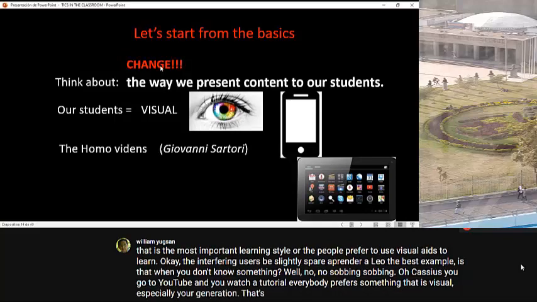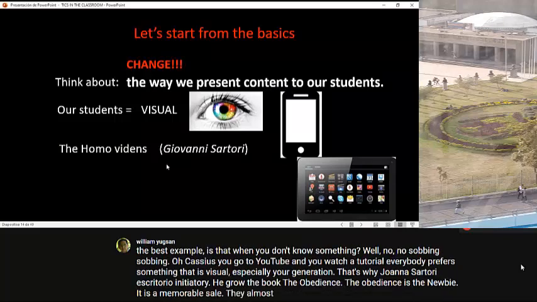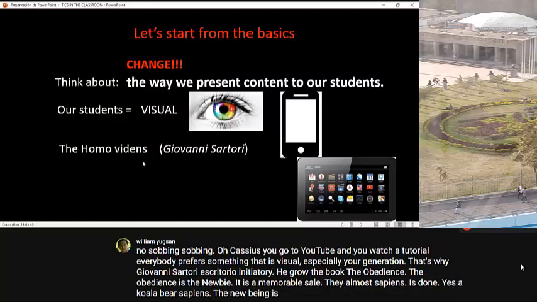That's why Giovanni Sartori, this writer, wrote the book Homo Videns. The Homo Videns is the new being. The Homo sapiens is done. The new being is the Homo Videns. Why? Because we are visual.